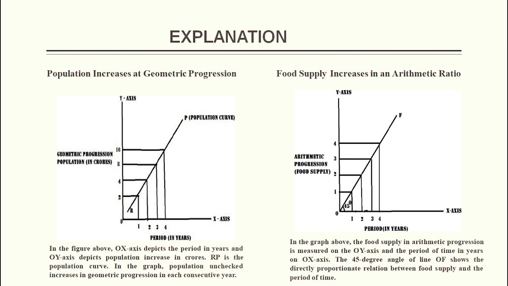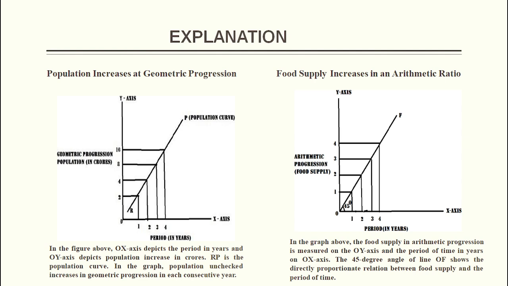And if we see panel B of the figure, we can clearly see that on the x-axis again we have the time period in years. On the y-axis we have food supply, as I mentioned earlier, that is basic subsistence, and it is increasing in arithmetic progression, that is 1, 2, 3, 4.